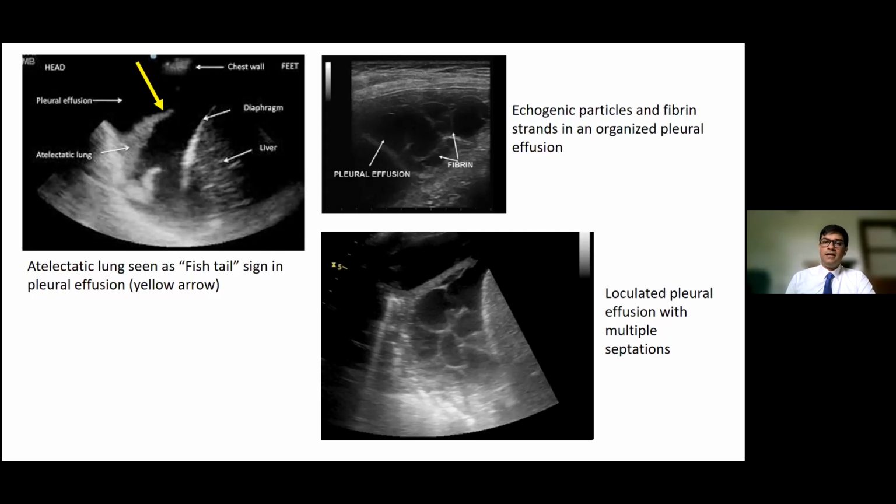In the diagram shown in the right upper part of your screen, there are multiple echogenic particles and fibrin strands in an organizing pleural effusion. If you tap this sort of pleural effusion, there is a higher amount of granulation tissue, which can end up ultimately in fibrothorax. Then in the lower part of the screen, you can see multiple loculations with pleural effusion. And if you do not do the thoracocentesis with ultrasound guidance, you may not have a chance to aspirate this sort of effusion. So these scenarios emphasize the importance of ultrasound guidance during thoracocentesis.